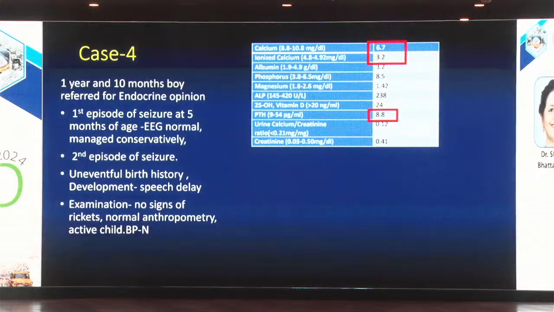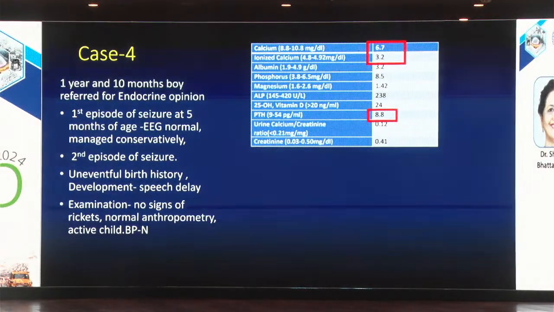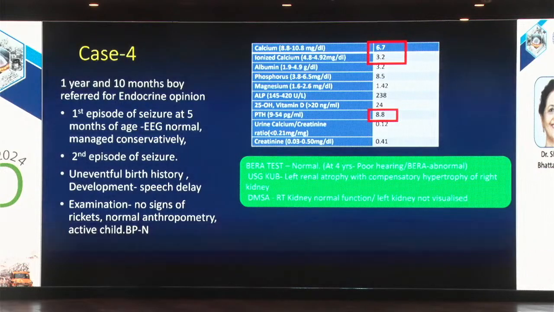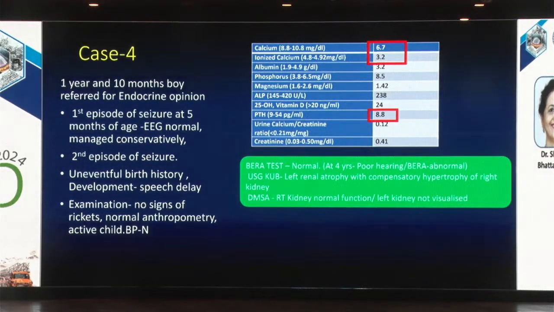Any diagnosis? So low calcium, PTH is inappropriately low for low calcium, right? Albumin is normal, phosphorus is high, and magnesium is low, right? ALP is 238. So when this child came for the first time, we had asked for a BERA test, which was normal, and we followed this child treating as hypopara.